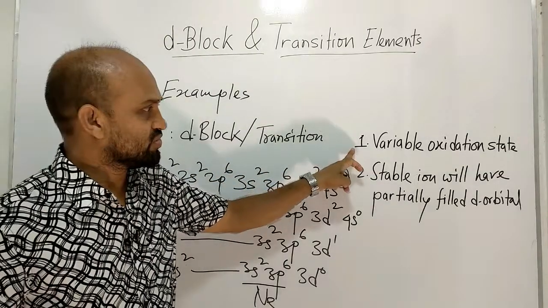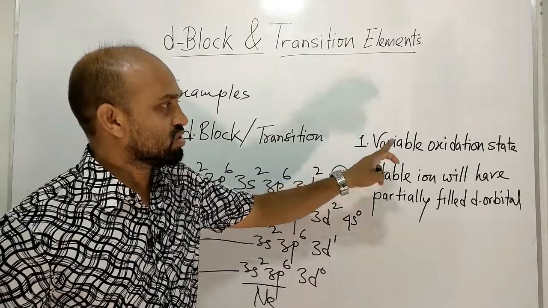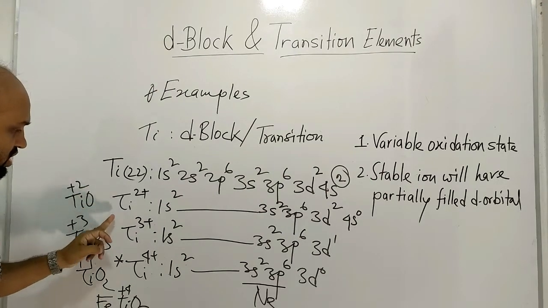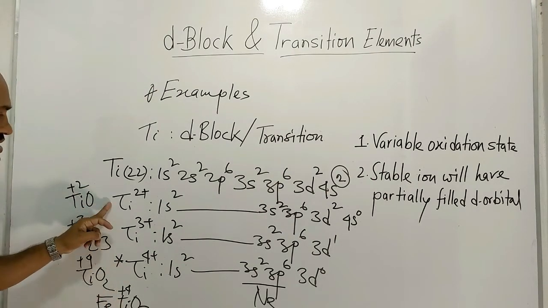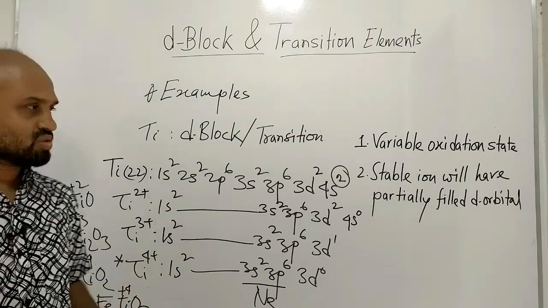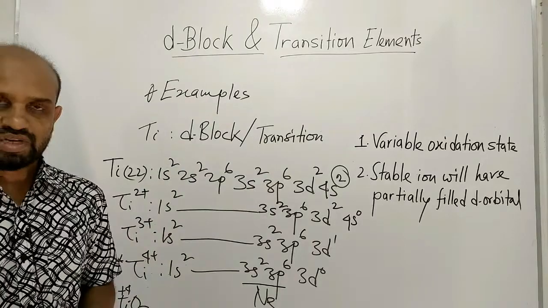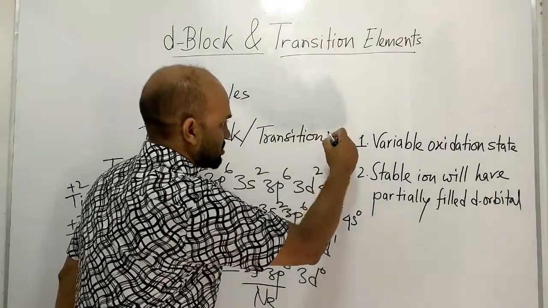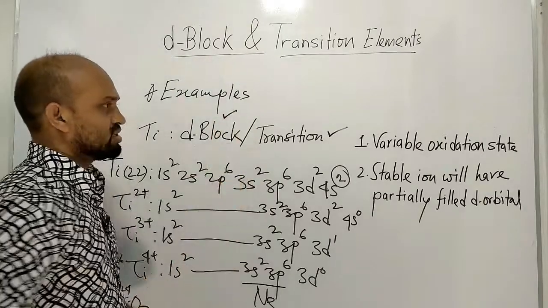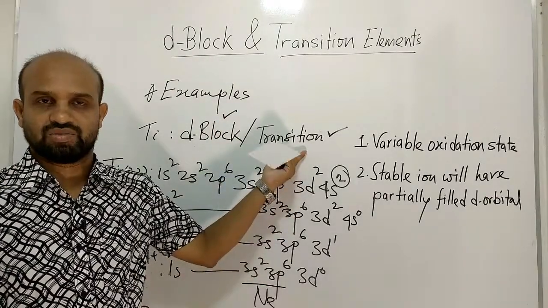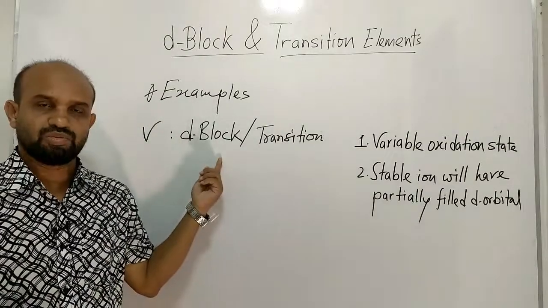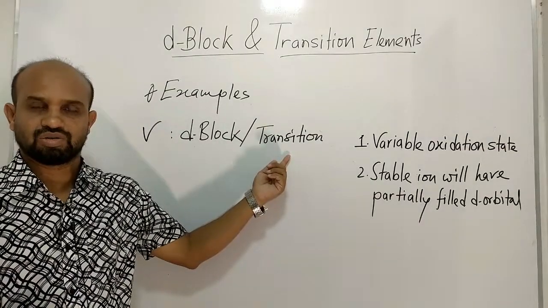But the first point is variable oxidation state. Titanium can show variable oxidation states. Titanium 2 plus, titanium 3 plus, titanium 4 plus. So considering the first point, titanium is a kind of transition element as well. So titanium is a D-block element and transition element. Now let's see whether vanadium, a D-block element, is transition or not.